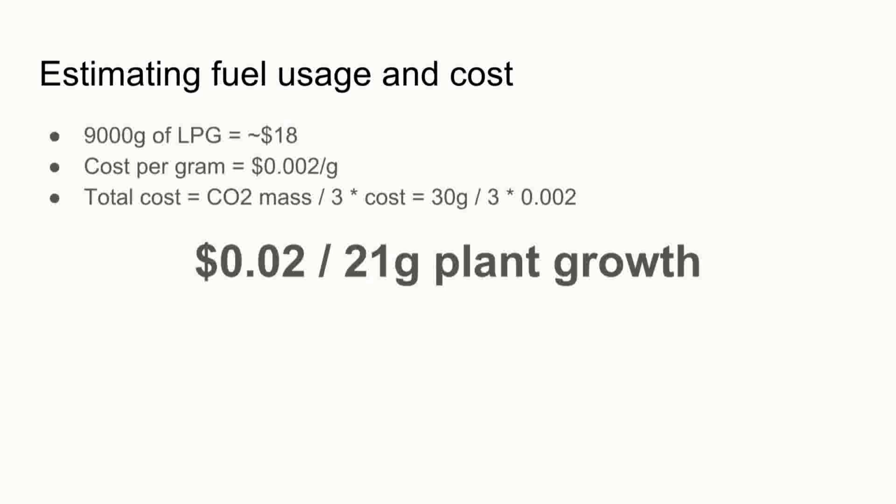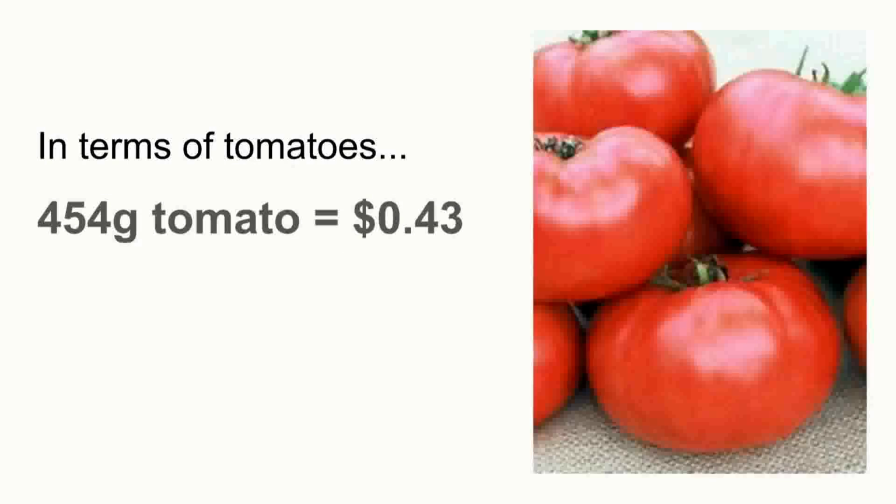So pretty cool. And we used a 20-gallon tank of propane. It's about 9,000 grams. It cost about $18 to exchange at the moment. And we can calculate the cost per gram. It's 0.2 cents per gram to buy. And then from there we can calculate how much plant growth went into that.